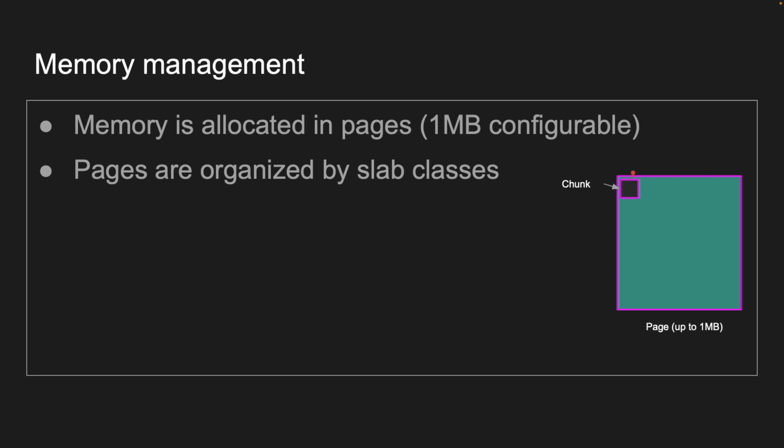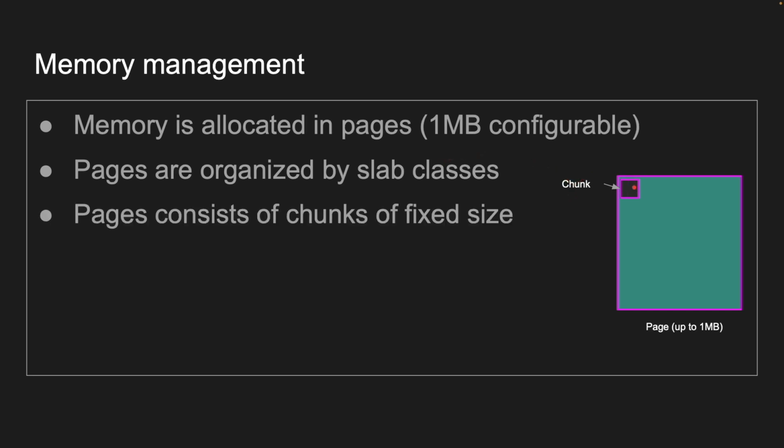So the pages are broken down into equal size of what they call chunks. Keep the terminology in mind. The chunk is a fixed size. And what determines the chunk size is actually something called the slab class, right? The slab is, think of a slab.